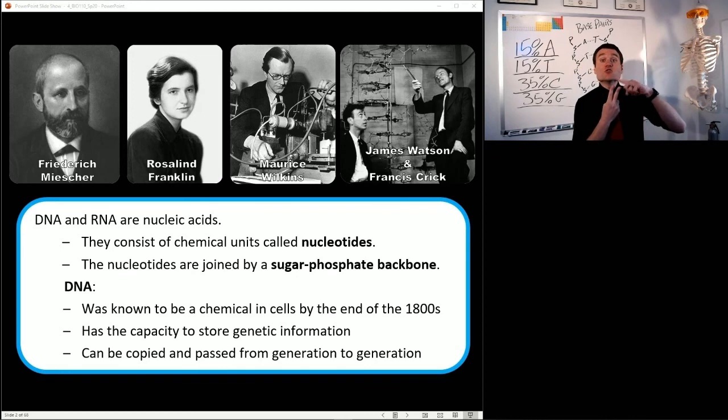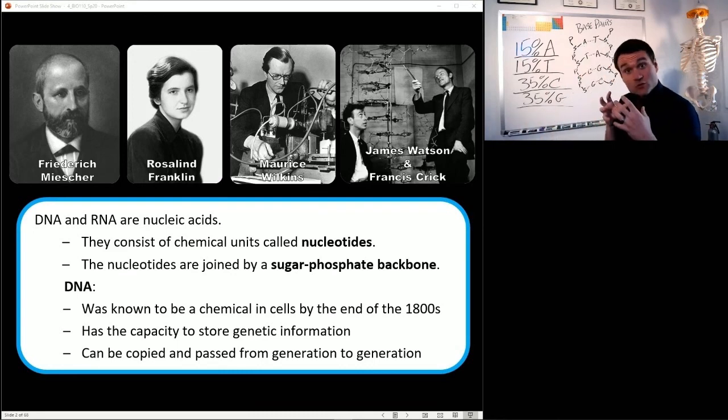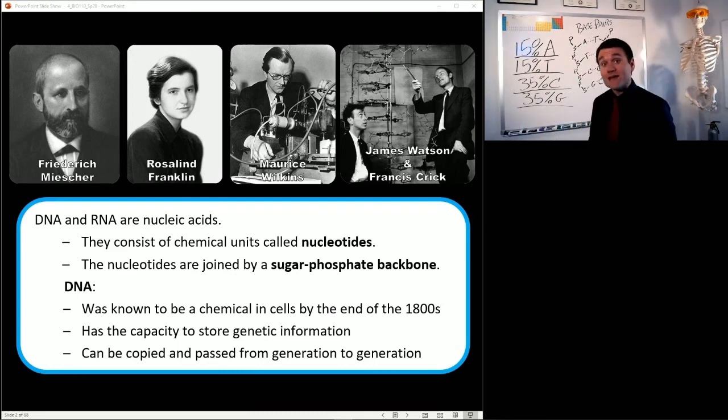We know it can duplicate itself, that it's very, very good at copying itself, which makes it an excellent carrier of information. As you go from one cell to two cells to four cells and on and on, the most important thing you can do is make sure that each daughter cell is going to have a copy of the DNA. So the fact that DNA can copy itself is very important to its role.